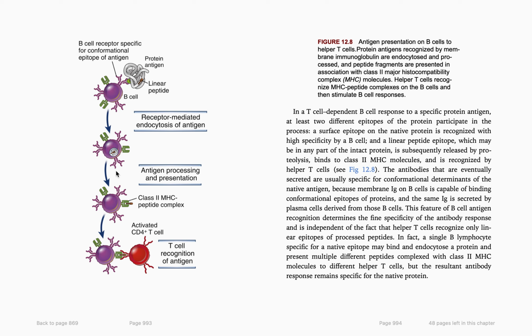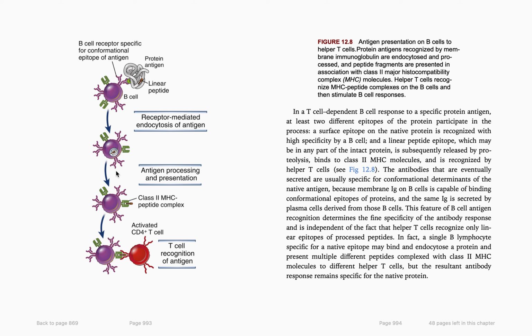So, in a T cell dependent B cell response to a specific protein antigen, at least two different epitopes of the protein participate in the process. A surface epitope on the native protein is recognized with high specificity by B cells, and a linear peptide epitope, which may be in any part of the intact protein, is subsequently released by proteolysis, binds to class II MHC molecules, and is recognized by helper T cells.